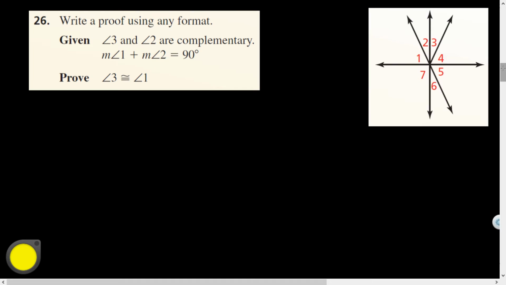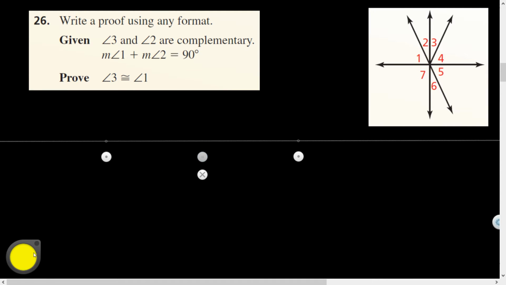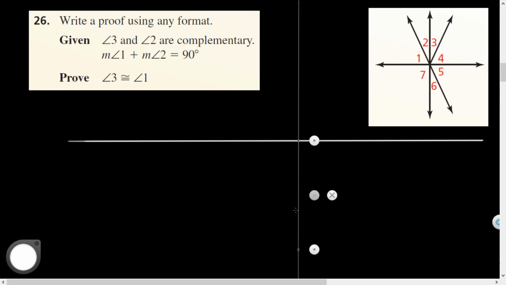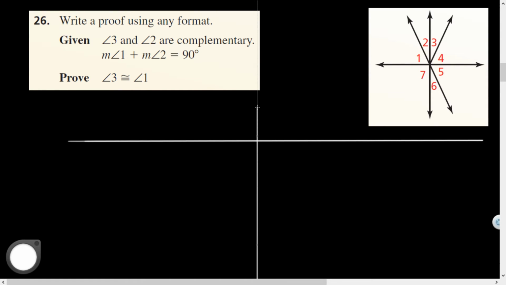Question 26. Write a proof using any format. I'm a fan of my two-column proof, so I'm going to set up my two columns. Over here will be my statements, over here will be my reasons. This sketch is from a little bit further up on the page. It took me a moment to find it, so I understand that might have been a tricky thing to do. But for question 26, let's write down what I know.